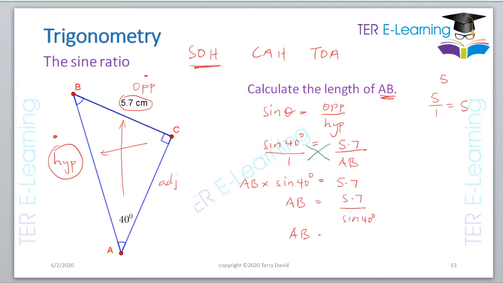Now we're just going to use our calculator. 5.7 divided by sine 40 degrees, and you're going to get 8.87. So we're going to get 8.87 centimeters. All right, let me see what you all put.